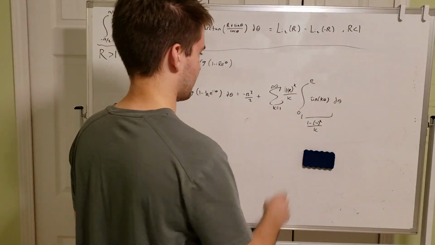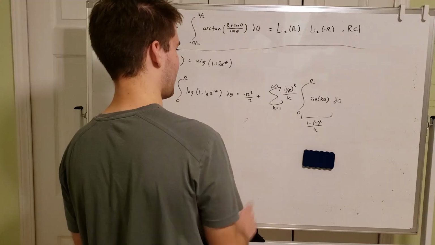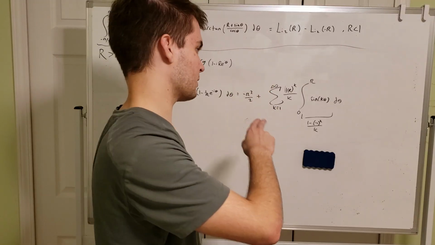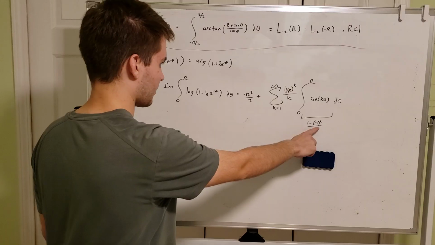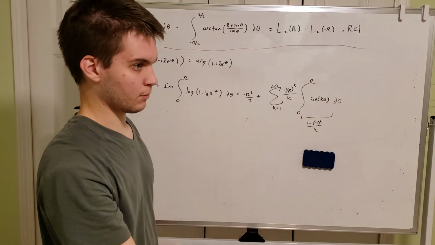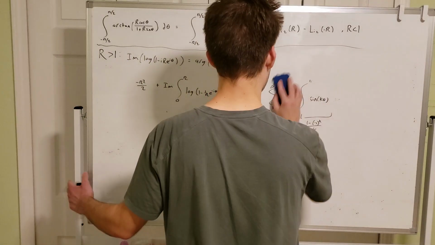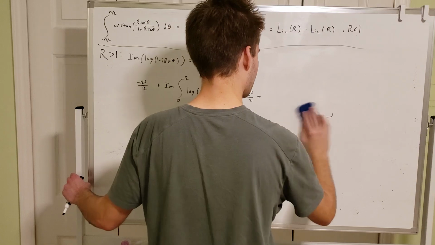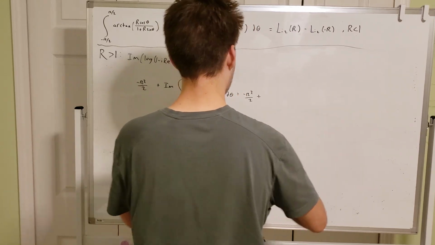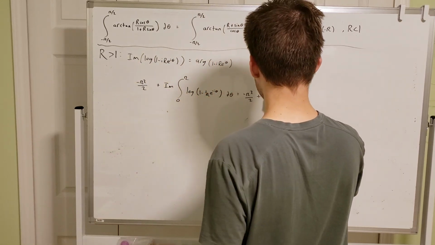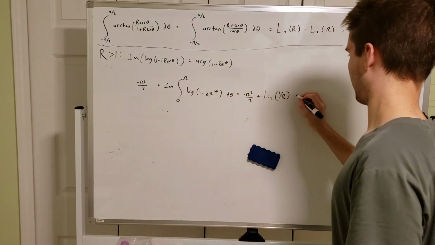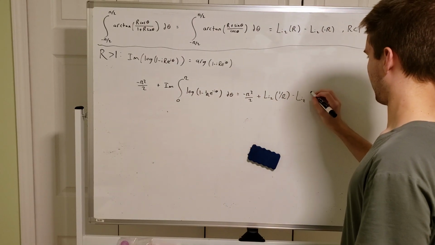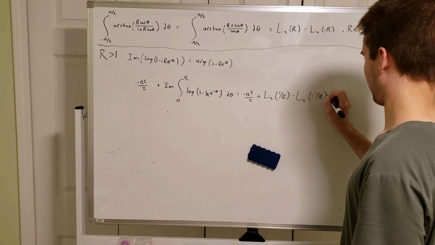So in fact, notice that when we multiply this in here, we can just write this using dilogarithm notation again. This first term will be the dilogarithm of 1 over r. The second one will be the dilogarithm of minus 1 over r. So this equals that.